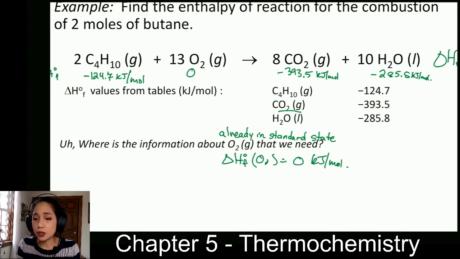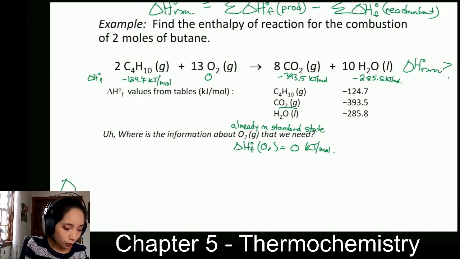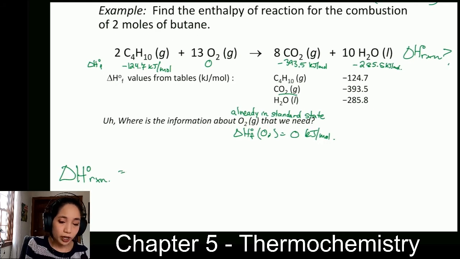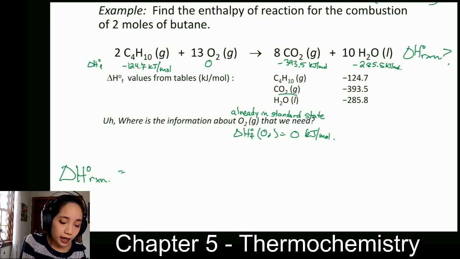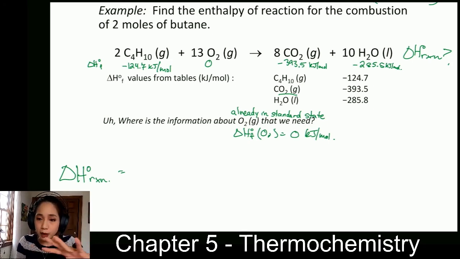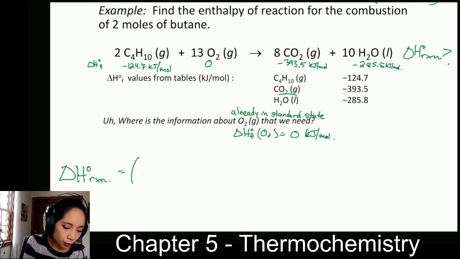So now we can put together the equation that we will use to calculate the delta H in standard conditions for this reaction. So I'll just write exactly what values I will put in. So again, it's products minus reactants. So first I will take the sum of all of the delta H's of formation of the products. So I'm going to just look at the products. I see that there's 8 CO2s.